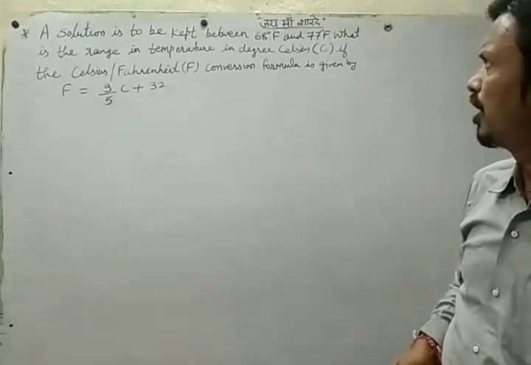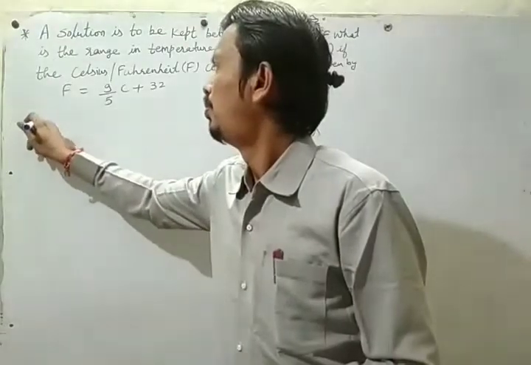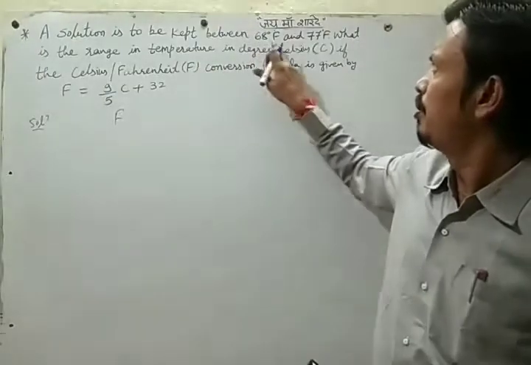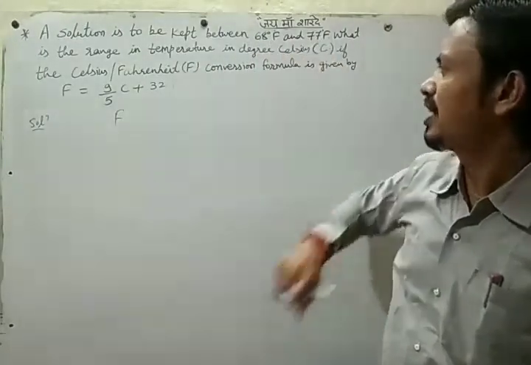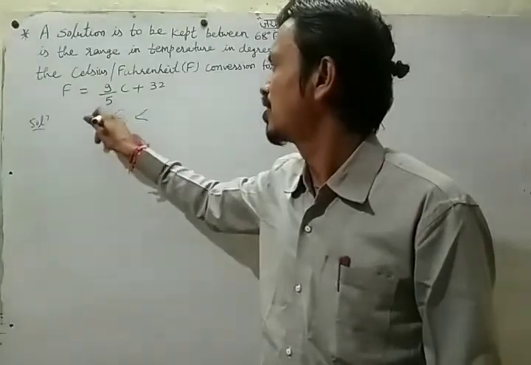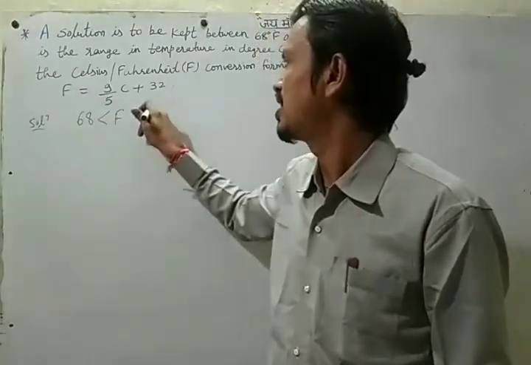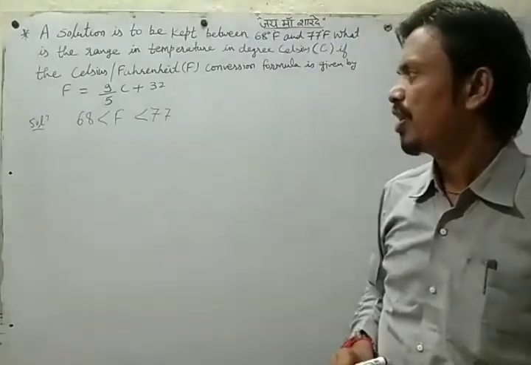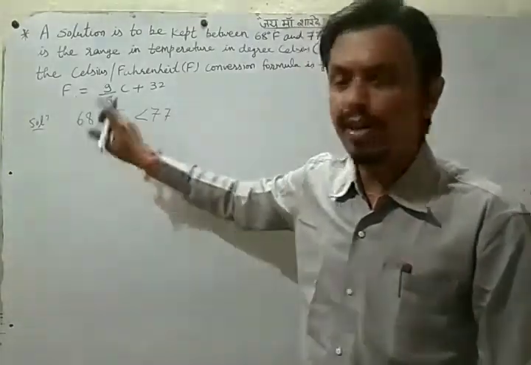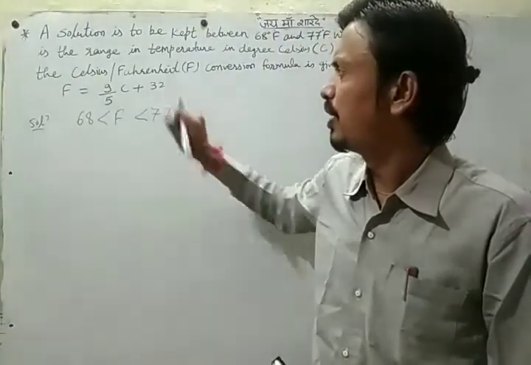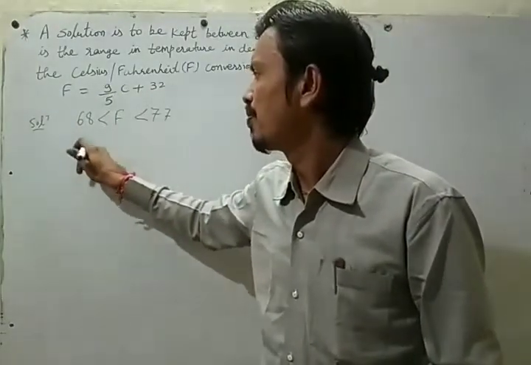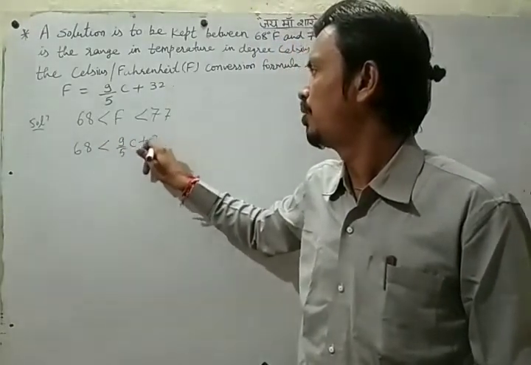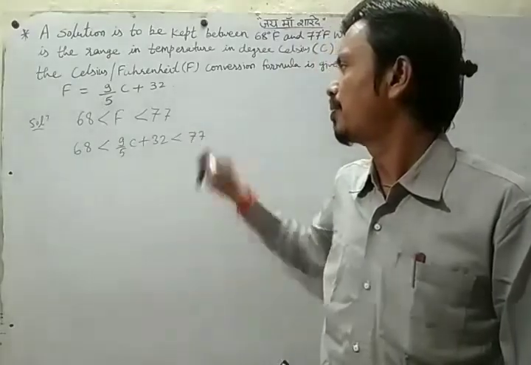Okay, so here we have Fahrenheit, and the temperature is given as 68 degree Fahrenheit and 77 degree Fahrenheit. So this is between 68 and 77. So F is more than 68, less than 77. Now we have been given the relation between F and C. F is 9/5 times C plus 32. So we can put that here. So F, which is 9/5 C + 32, is less than 77.